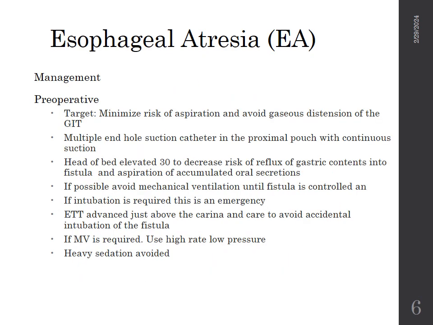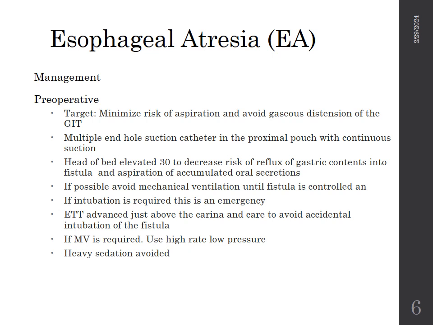Our management will include the pre-operative management. This is a surgical case, but we have a very important role to play pre-operatively because we need to take care of the baby as neonatologists until he enters the surgery. We have two main targets: to minimize the risk of aspiration, therefore avoiding a chest infection, and to avoid gaseous distension of the GIT. Where will this gaseous distension come from?